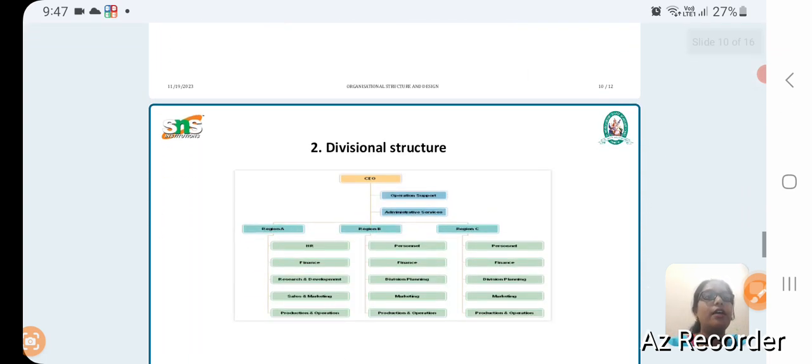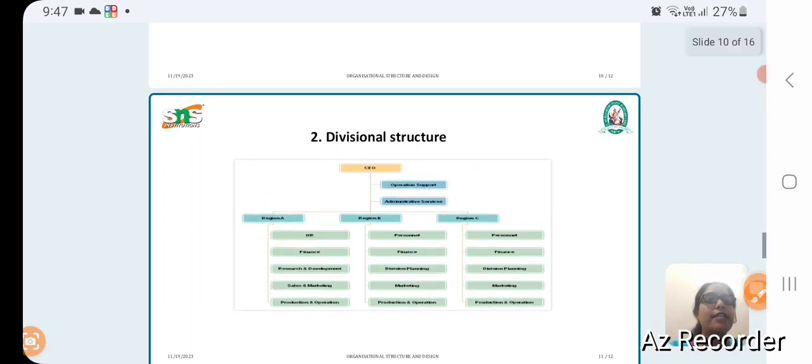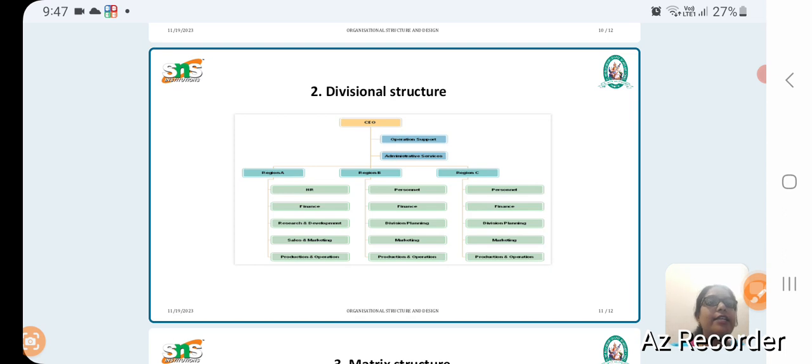Second one is divisional structure. We can see the hierarchy level is a little more when compared to the functional structure. In divisional structure, employees around a common product or a geographical region come under this structure. Each division follows a specific structure which is not related to other divisions or other locations.